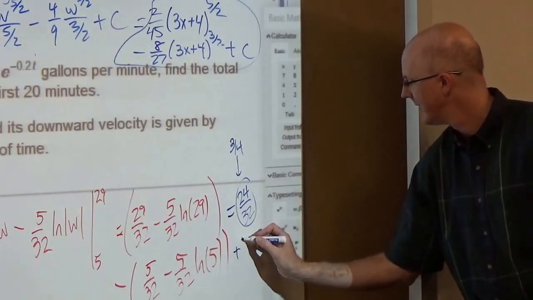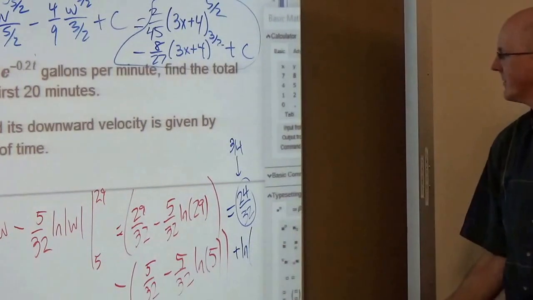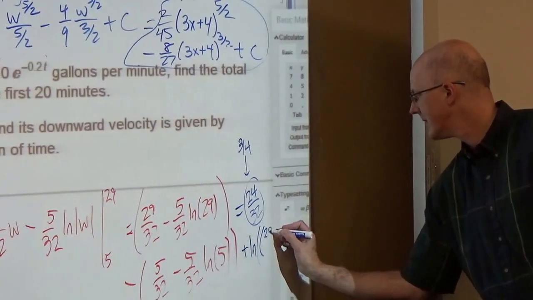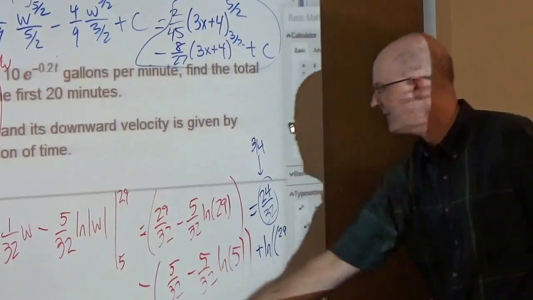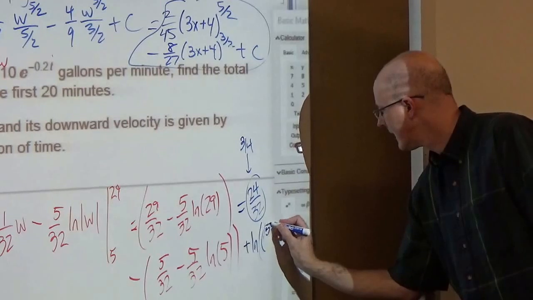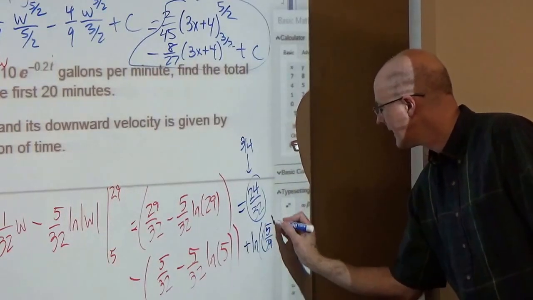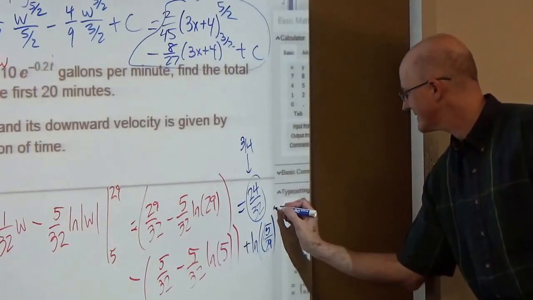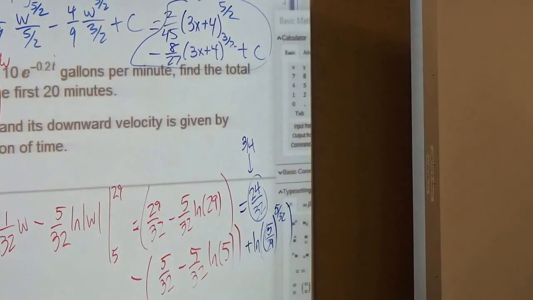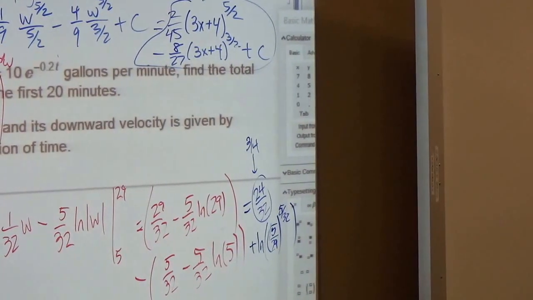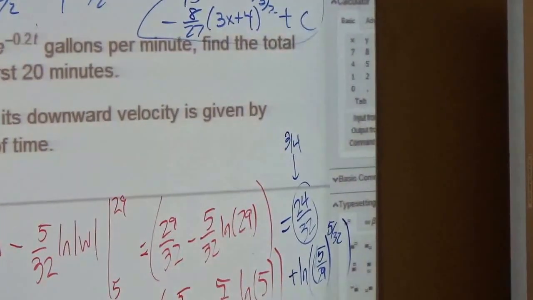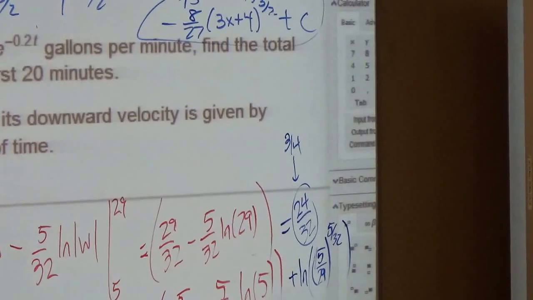Wait, what? I know I'm going fast. Just let me write down the answer. Natural log of 5/29 to the 5/32 power. Yikes. I believe, if I didn't make a mistake. Not such a nice number, but I think it's right.